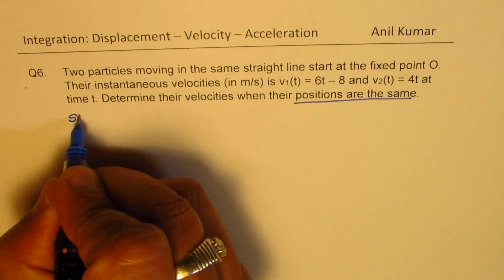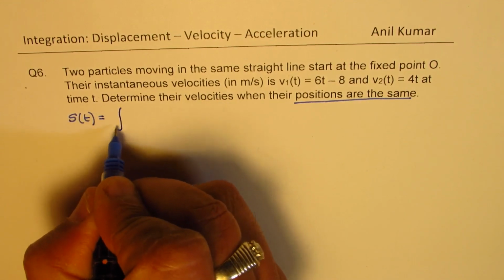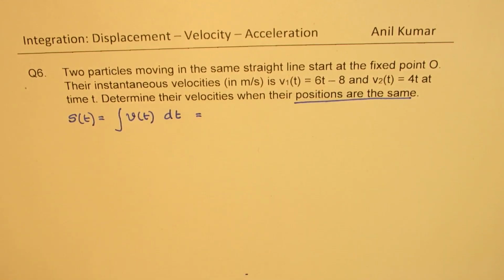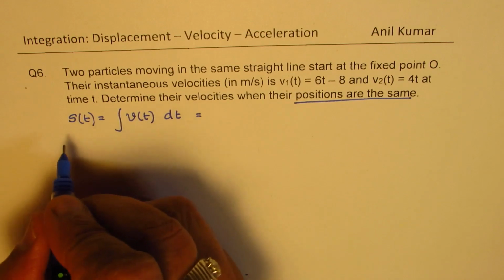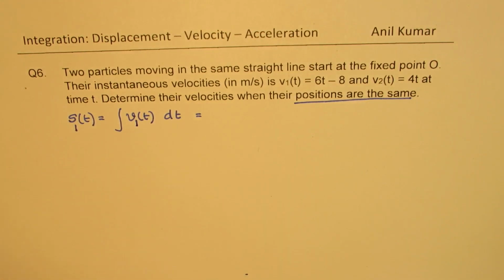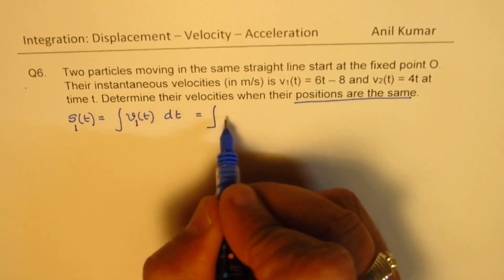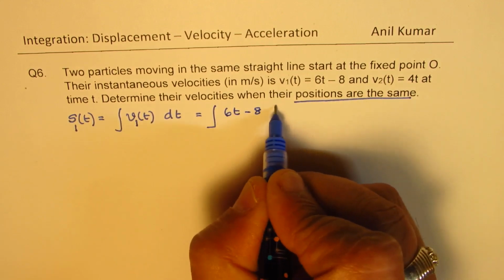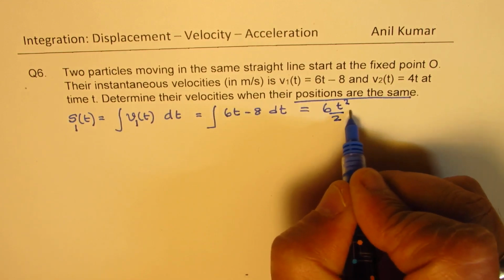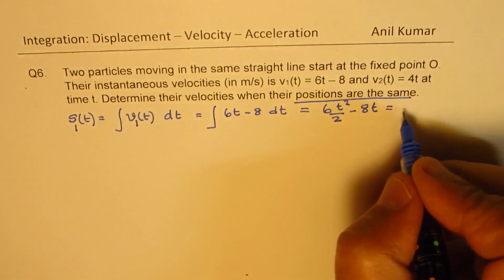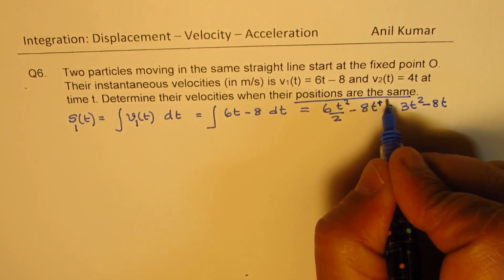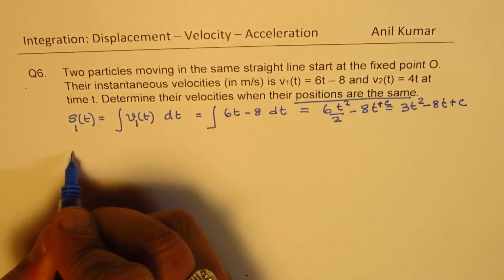So as you know, position is basically the integral of velocity, right? That is what position is. So in our case, we are given the velocity, so we can find the position. There are two particles, so the first one will be the integral of the first velocity. So in our case, the first one is the integral of 6t minus 8 dt, right? So that gives you 6t squared over 2 minus 8t, which is equal to 3t squared minus 8t. I should write plus c also here, right? Plus c, right? So that is the first one.